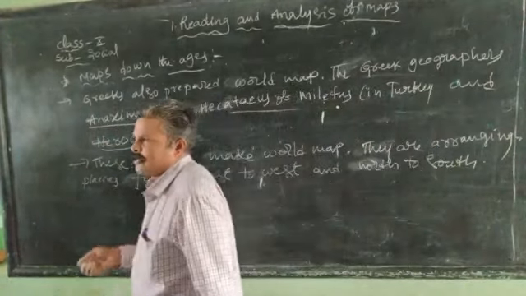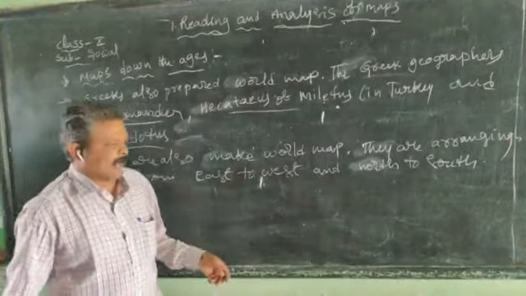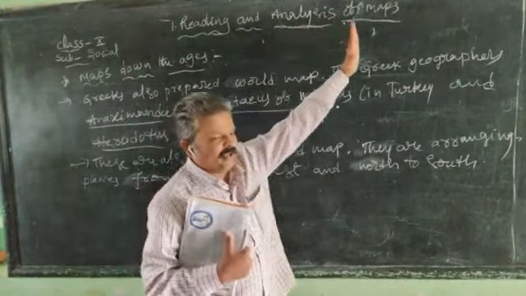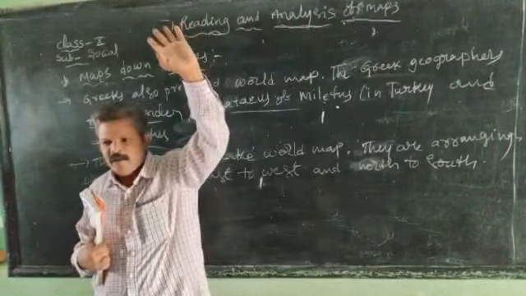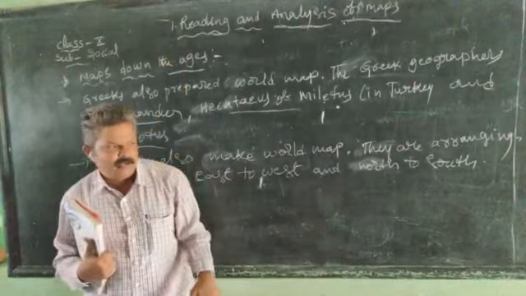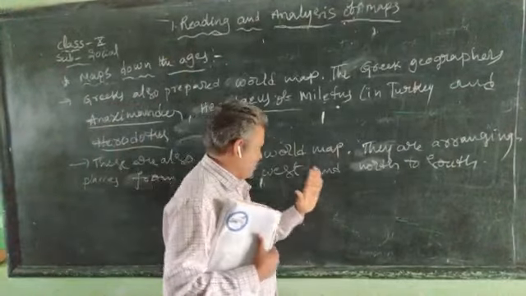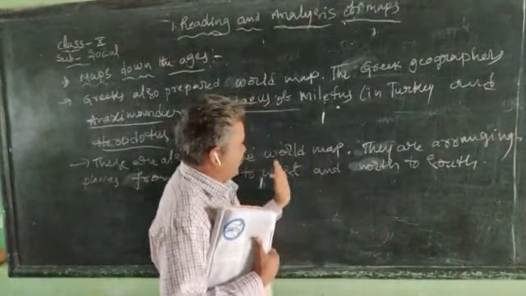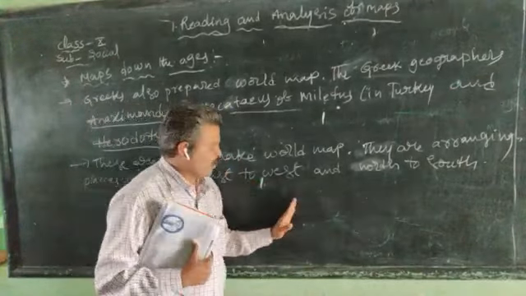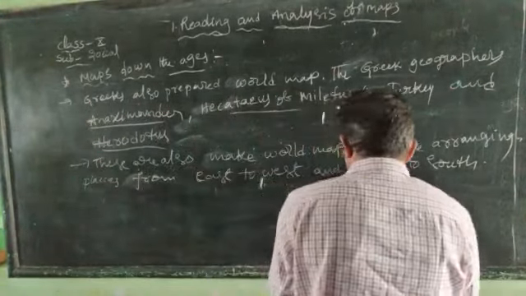Today we find that on a map, the top side is north, and exactly the opposite of that is south. On the right-hand side is east, and exactly the opposite of that is west. So, this way, they are prepared.